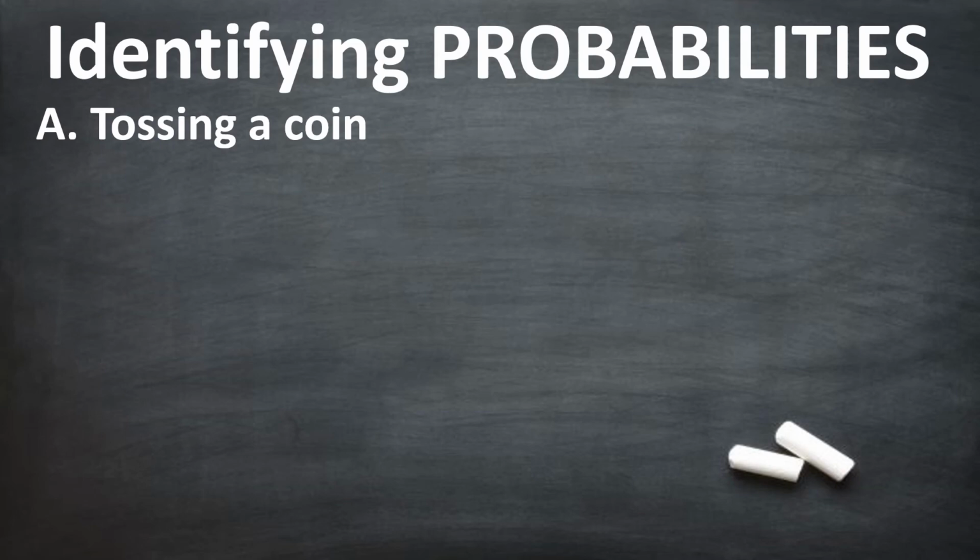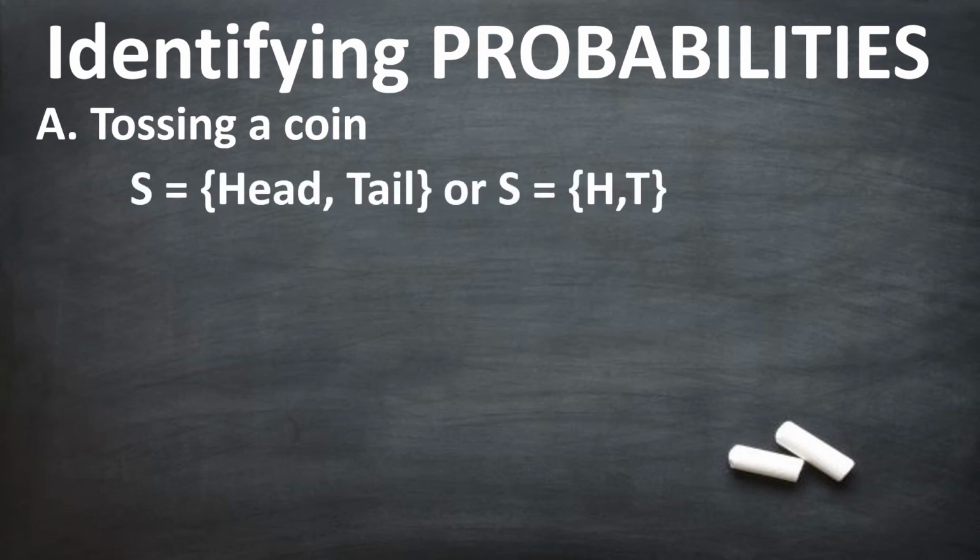Sige po, let's try to identify probabilities. Let's say the given experiment is you toss a coin. So the first thing that you will do is to find the sample space for this given experiment. If you can recall, previously we already identified the sample space for this experiment, and that is S is equal to heads or tails. Meaning to say po, all the possible outcomes in tossing a coin is just a head or a tail.